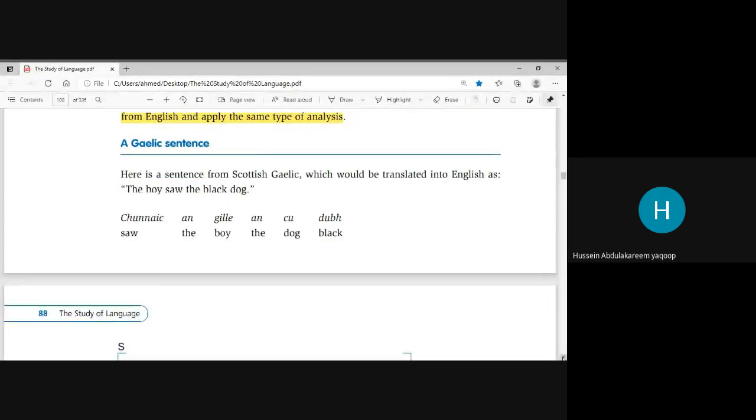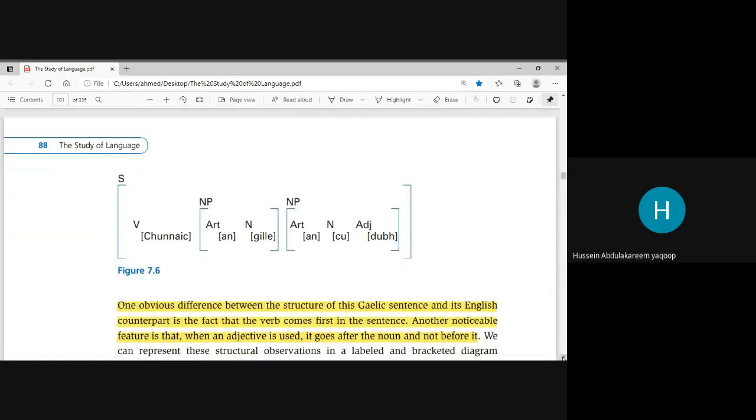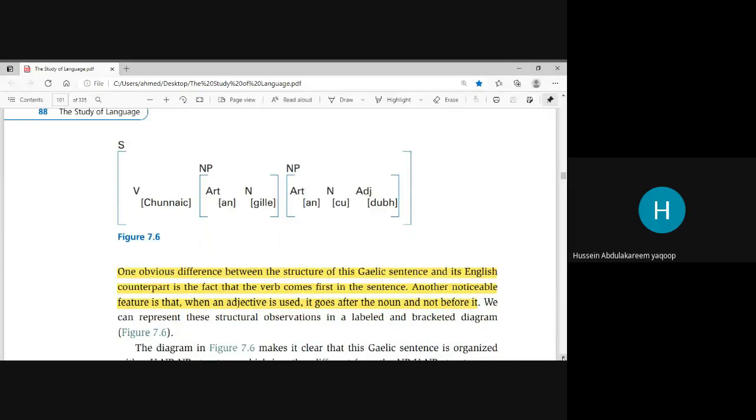Similarly here we have the Gaelic sentence. This is not far from the previous one. We also benefit from the definitions given. One obvious difference between the structure of this Gaelic sentence and its English counterpart is the fact that the verb comes first. This is another division that may belong to another language, a language that begins with a verb like Arabic. Above, it was talking about English, where we begin the sentence with the noun phrase and then continue. Another noticeable feature is that when an adjective is used, it goes after the noun and not before it. This is a structure in another language where the adjective comes after the noun, not the opposite.